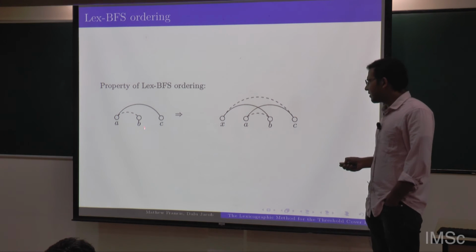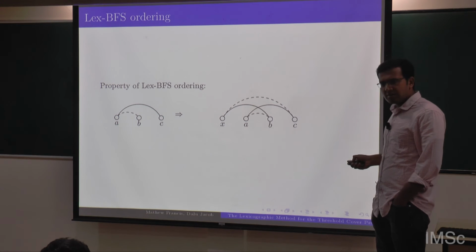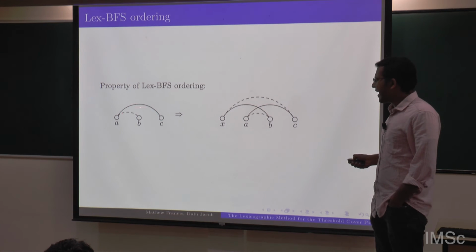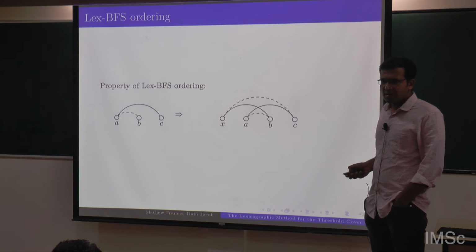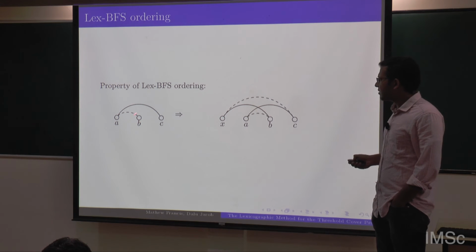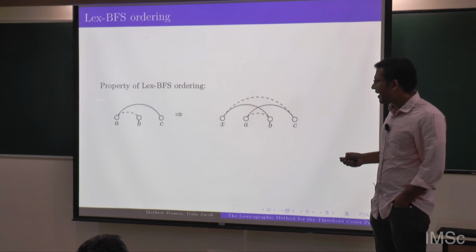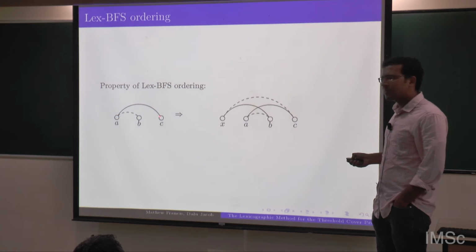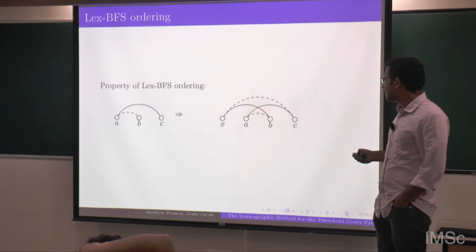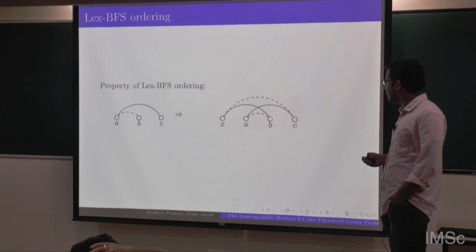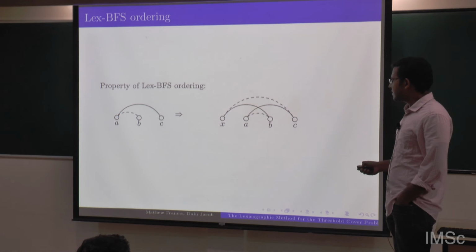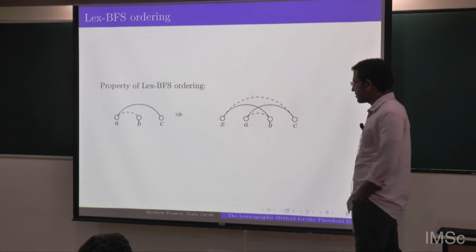If you have a Lex BFS ordering and A, B and C occur in this order, and let's say that AC is an edge but AB is not an edge, then why was B chosen after A? Think of the step at which A was already visited, and then you somehow chose B, but C was available and C was experiencing a force from A. So it means that B was chosen because somebody even earlier than A was exerting a force on B, and that vertex was not exerting a force on C. So there's a vertex X before A in your Lex BFS order, with the edge XB present and the edge XC not present. This is the standard property of Lex BFS ordering, and this will be helpful for us.